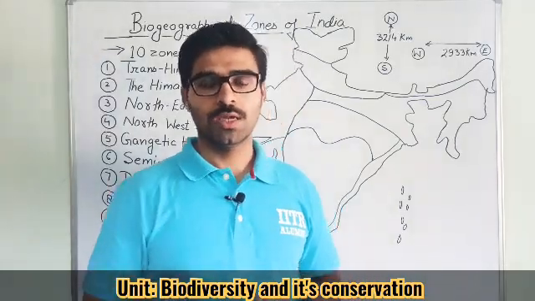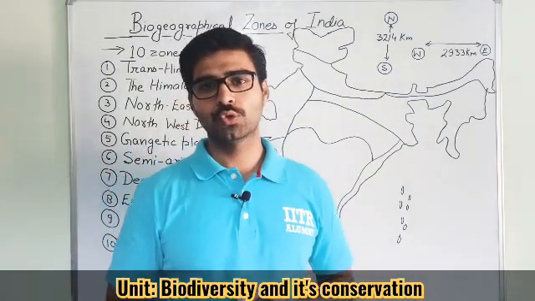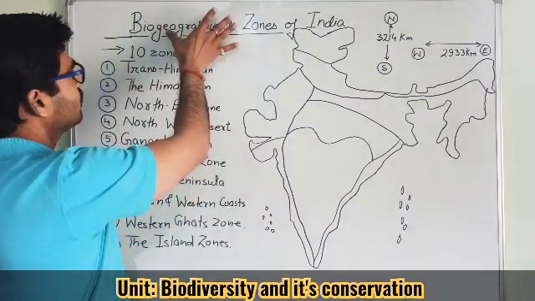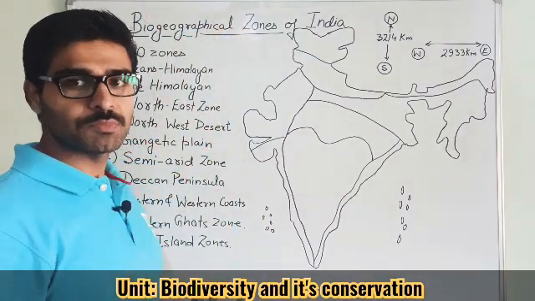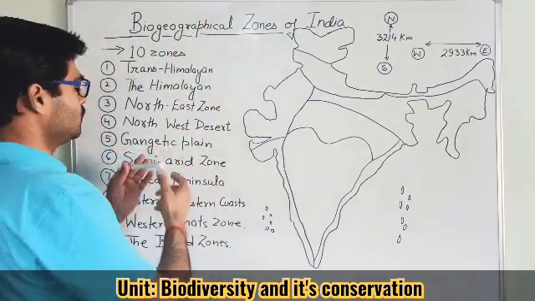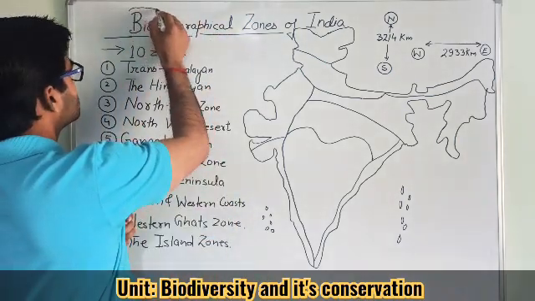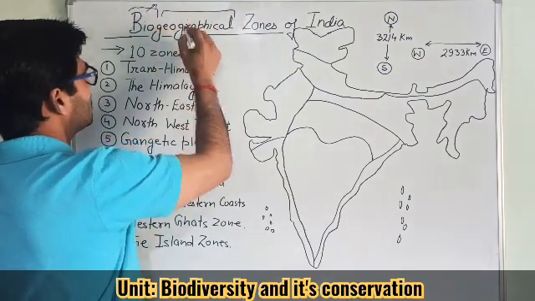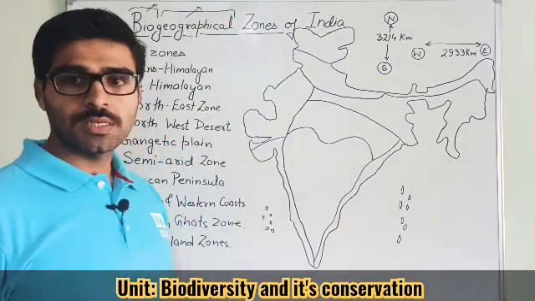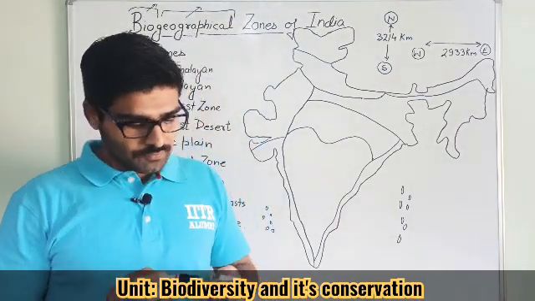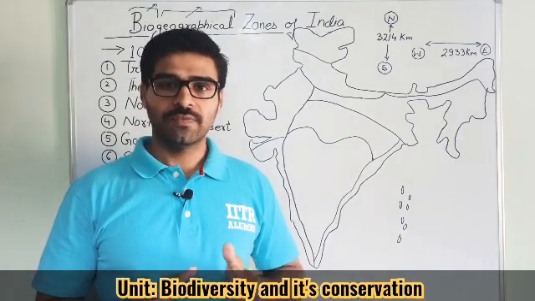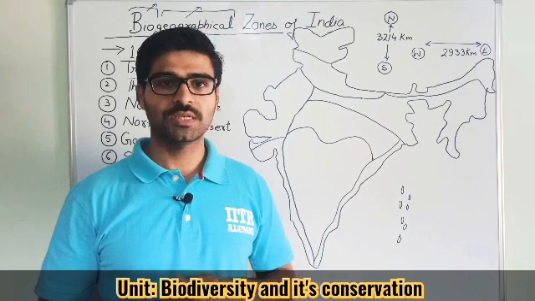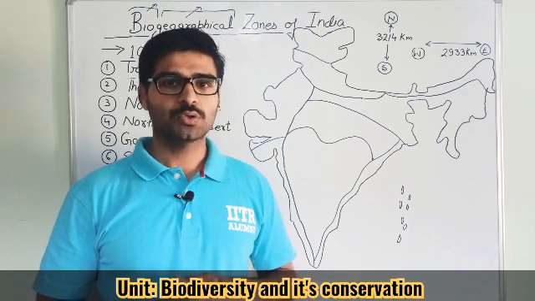Today I will explain to you about the biogeographical zones of India. First of all, we should know what biogeographical means. What is biogeography? Here we have first "bio" and second "geographical." Bio means life, geographical means landforms. So it is the division of India into different zones according to biological characteristics, distribution of species, environmental conditions and ecosystems.